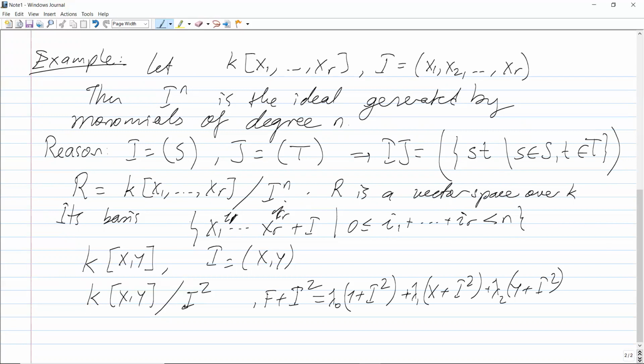The reason is that this is a basis: the class of 1, the class of x, and the class of y is a basis of R.